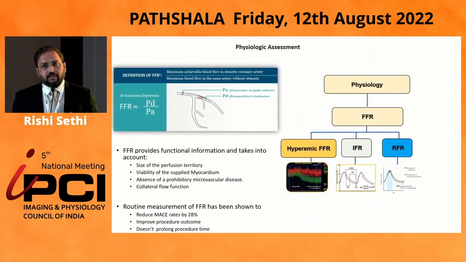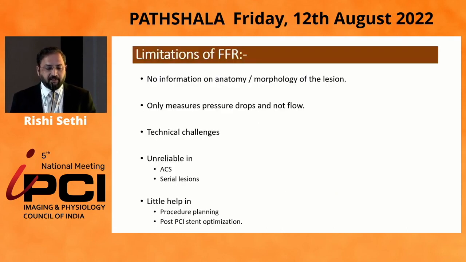So physiology, apart from FFR being the gold standard, apart from telling us about the severity of the lesion, also tells us about the size of the perfusion territory, the viability of the myocardium, the absence of a prohibitively high microvascular disease, and therefore it has resulted in better clinical outcomes when it is used. Of course, we have been debating this point over a period of time in this session.